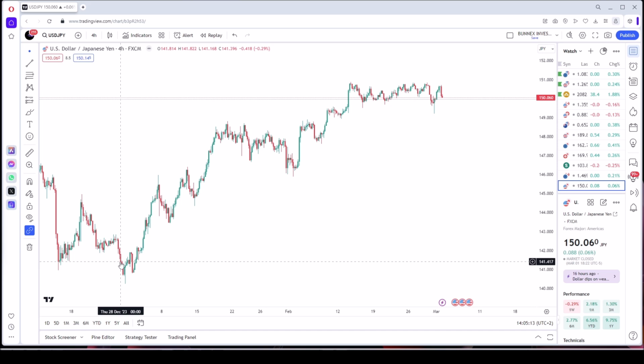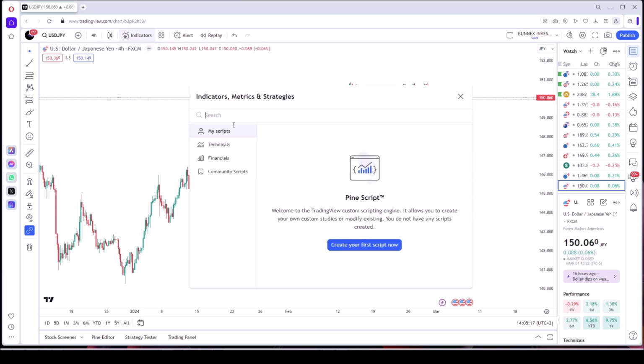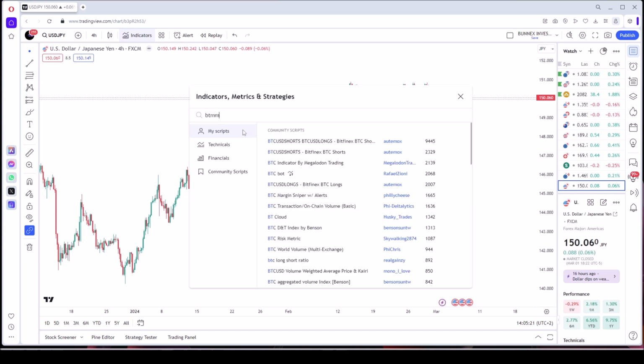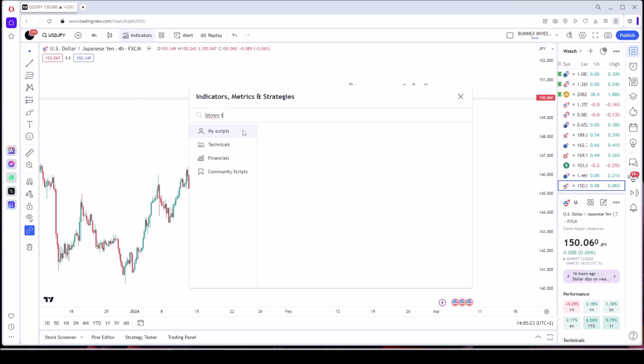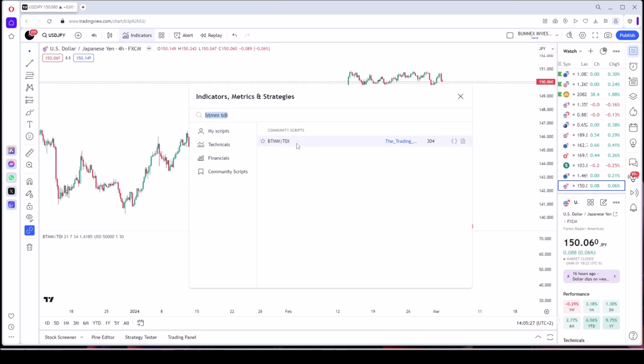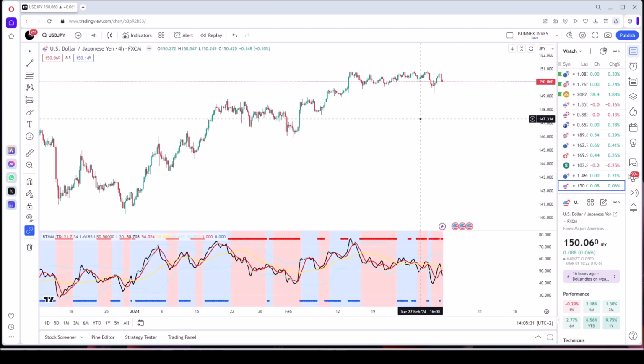So the first thing is to actually add the indicator. We just go to indicators, and then we need to search for BTMM TDI. That's the one that we use, which is actually the best one. It's free, and you can actually put it on your charts.